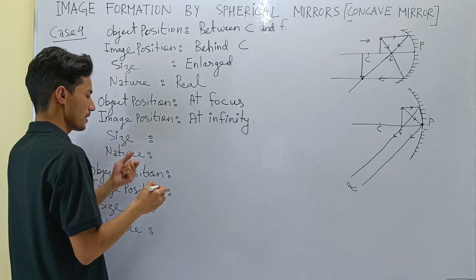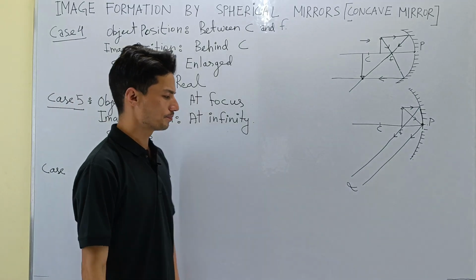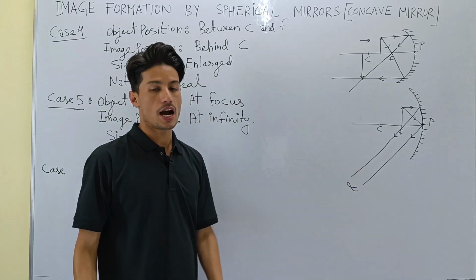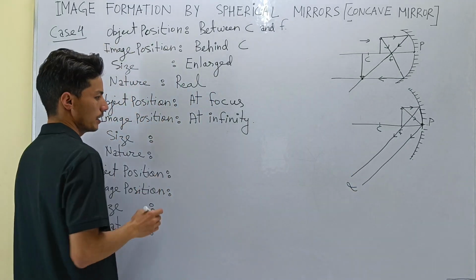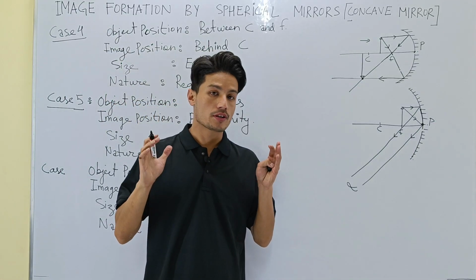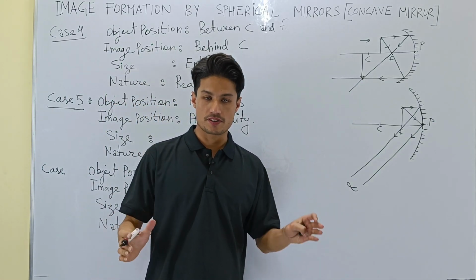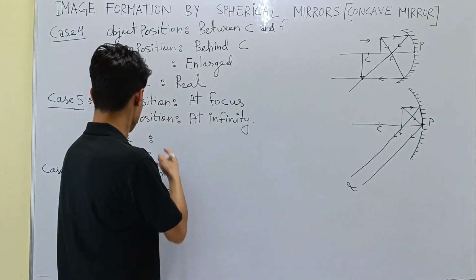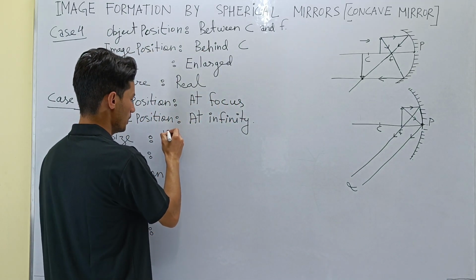Then size: the size will be highly enlarged. Images formed at infinity are considered to be ginormous, meaning very big. So the size is highly enlarged.